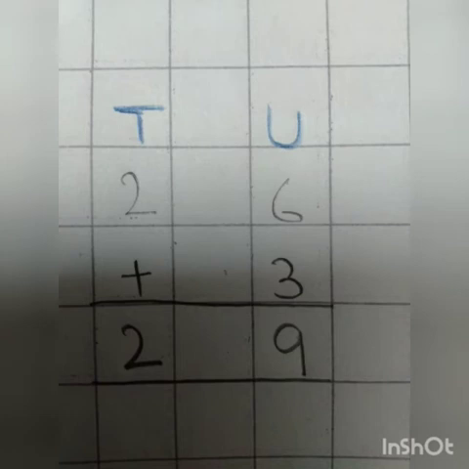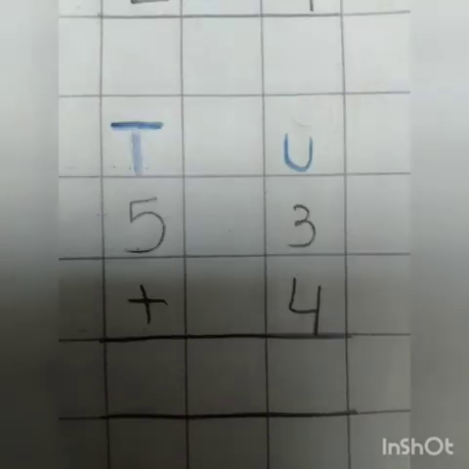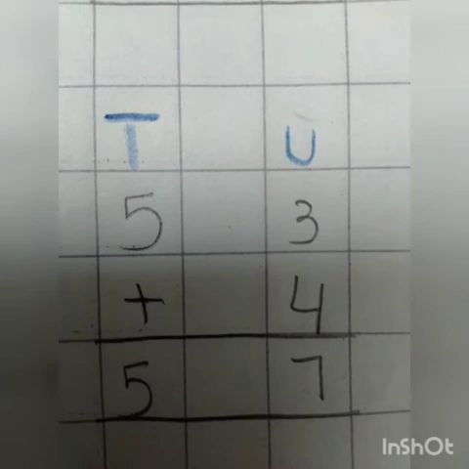Okay, so C, 53 plus 4. 3 plus 4: 3, 4, 5, 6, 7. 3 plus 4 is 7. And 5 will come down as it is. So the answer will be 57.